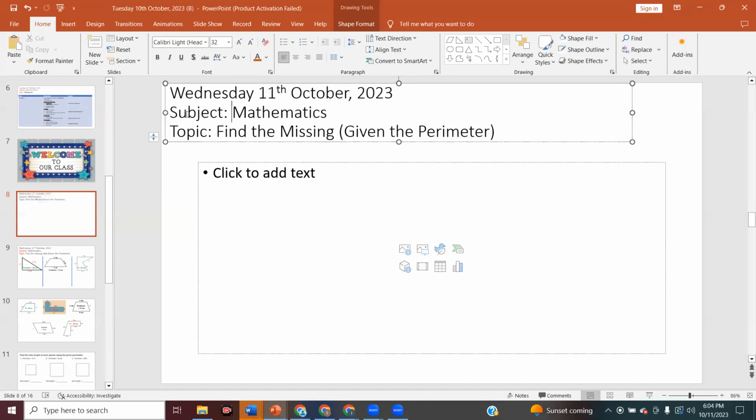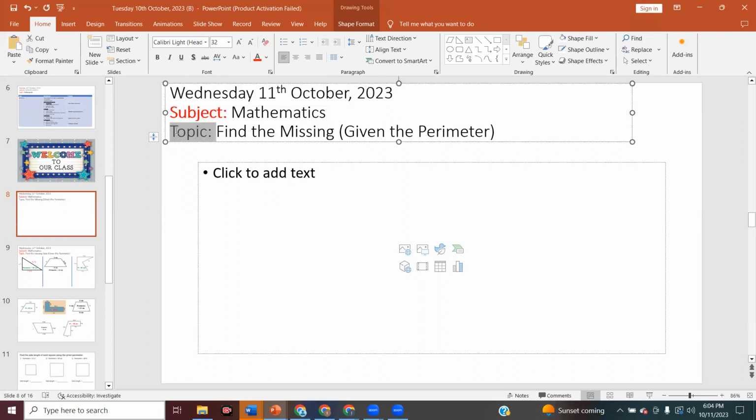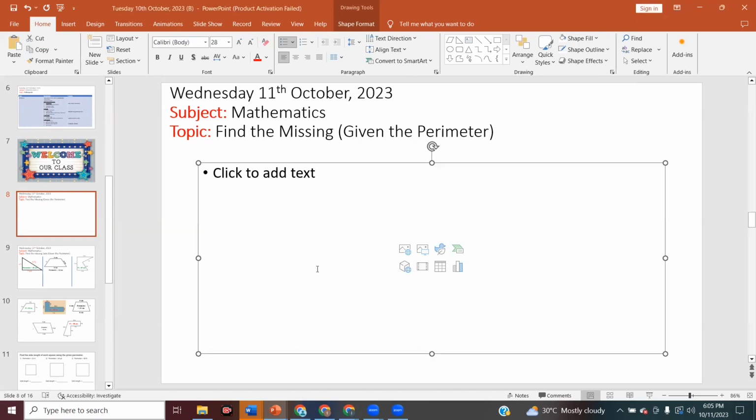So head up for me inside of your books. Make sure I head up properly. Like I said, head up for me inside of your books. Make sure I write this down because I'll be holding you accountable to the notes for today. So we said that the perimeter is the distance around an object, and we're going to be looking at different objects today. And like I say, I want you to find the missing side given the perimeter.